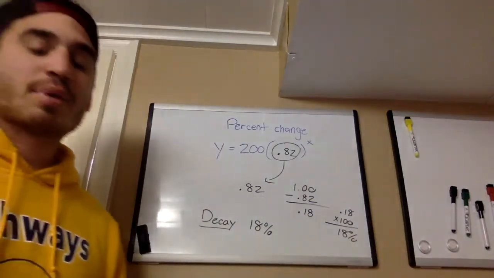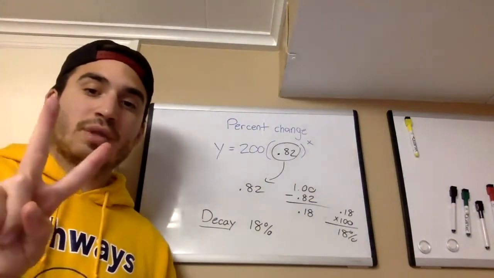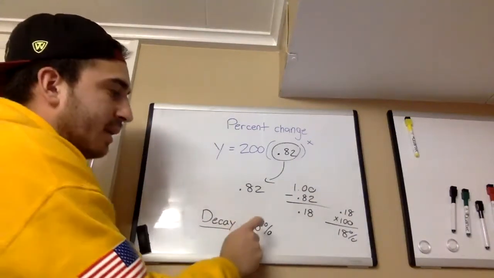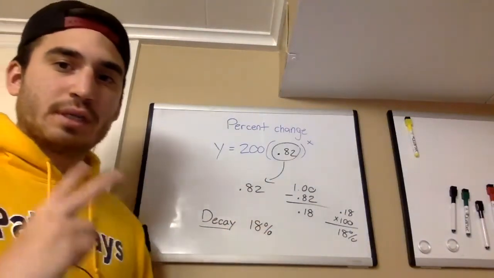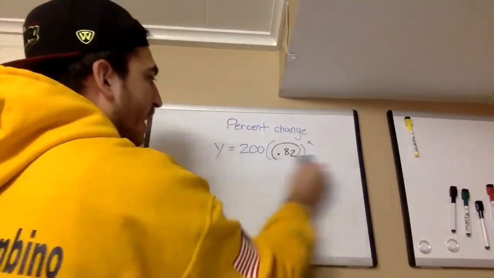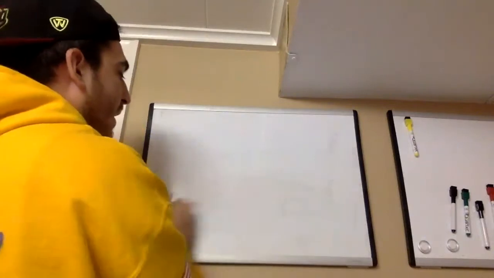So that is percent change. For it, you need 2 things. You need to tell me whether or not it is decay or growth, and you need to tell me the percent change. So you need 2 things. The next thing that I'm going to go over is exponential growth and exponential decay.